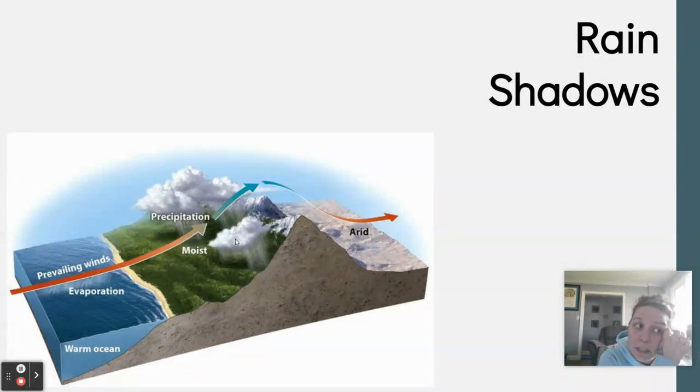Then we see our wind moving over our mountain, and it is going to be very dried out now. There's not going to be all that moisture in it. So what we tend to see is, on one side of a mountain range, a lot of precipitation and a lot of lush vegetation, and then on the far side, we see much more desert-type areas.